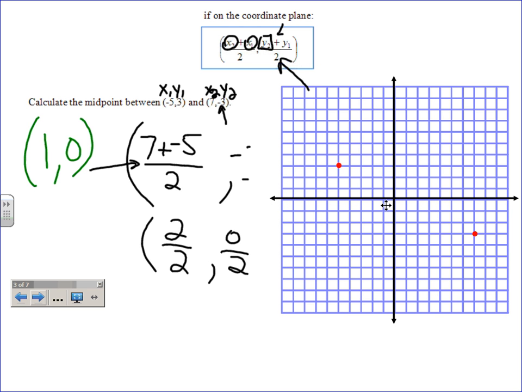So there are our 2 points. Do you agree with that? Negative 5, 3, and 7, negative 3. And where's this supposed to be? 1, 0, huh? What do you think? Yeah.